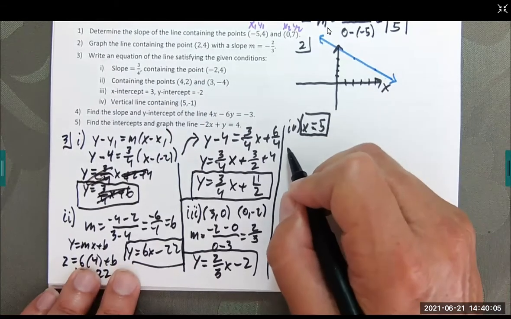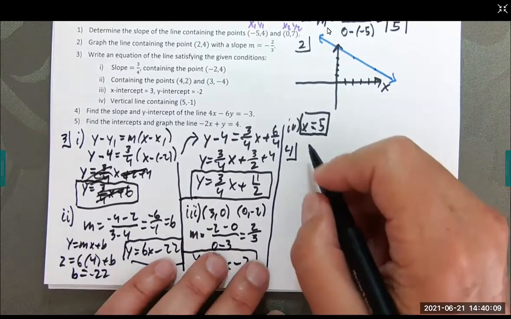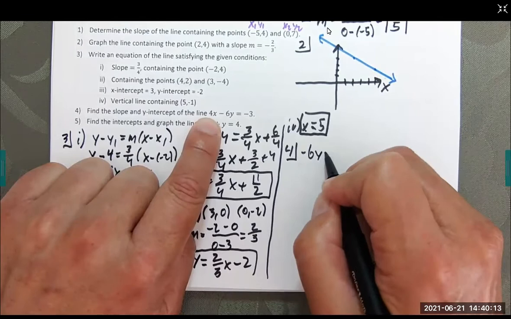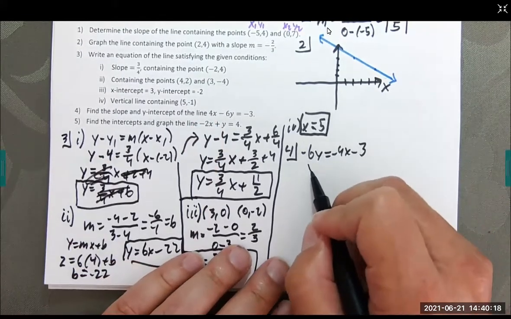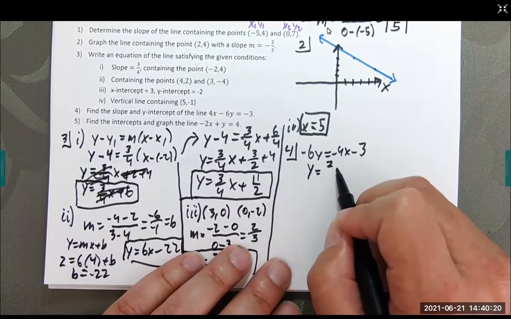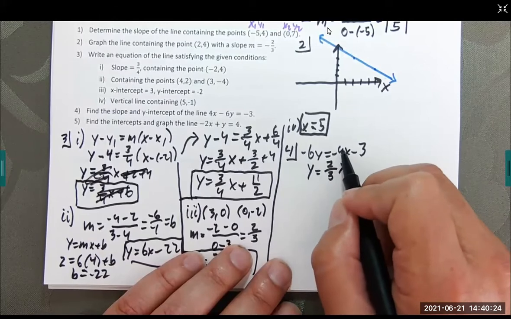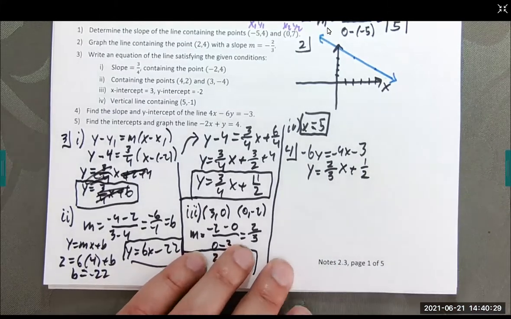All right. Number 4, find the slope and the y-intercept of this line here. I'm going to go ahead and subtract a 4x. So -6y equals -4x minus 3. Divide through by -6. 2/3 x, positive, yep, and then plus 1/2 looks like.